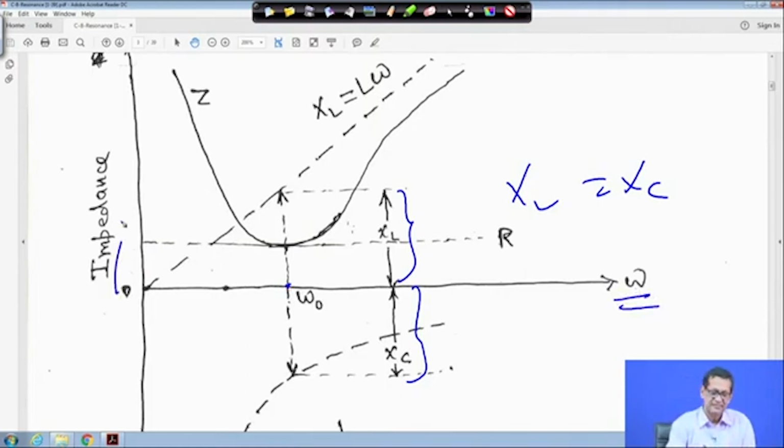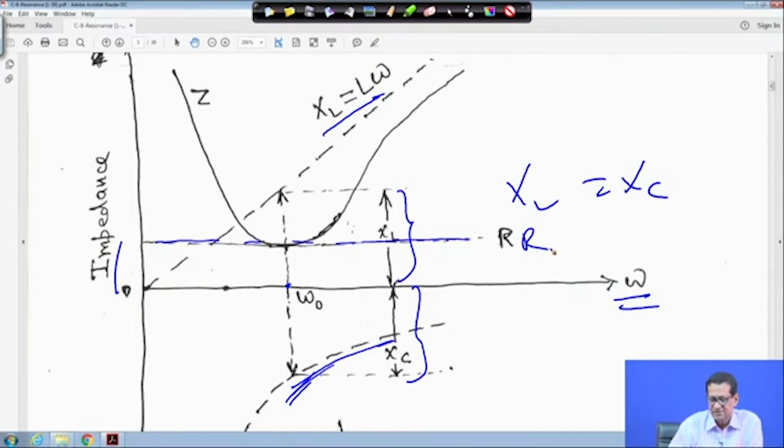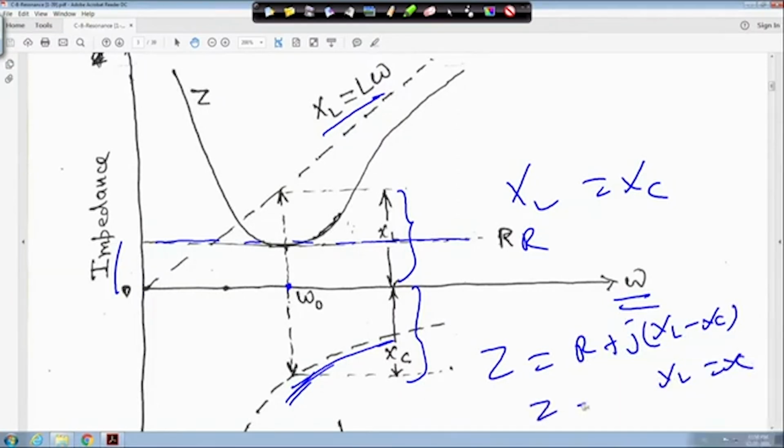So, this is my XL equal to L omega plot, and this curve is XC equal to 1 upon omega C plot, and this dashed line is the resistance R. Because when XL is equal to XC, at that time omega is equal to omega 0, and at that time Z is equal to R, because Z is R plus j(XL minus XC). So, XL is equal to XC at resonance, so Z is equal to R. This dashed line is R.